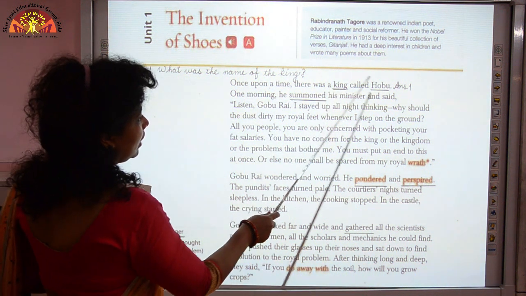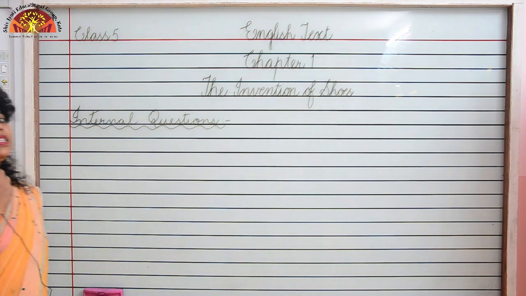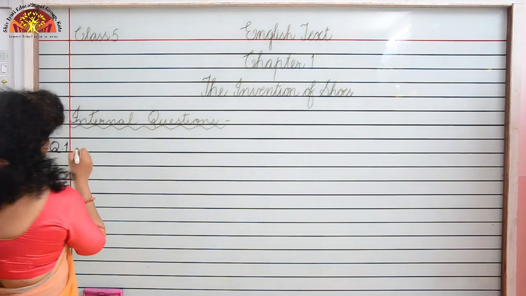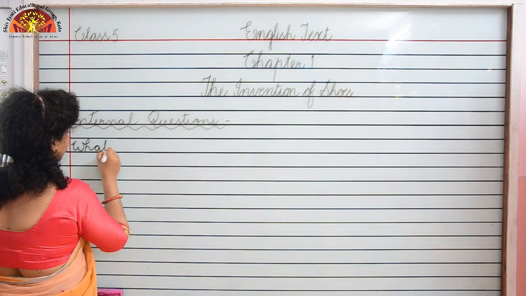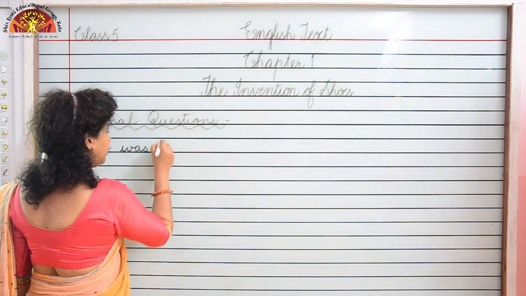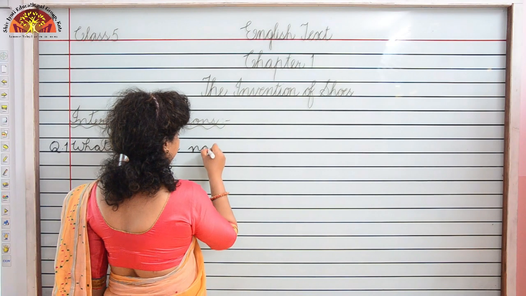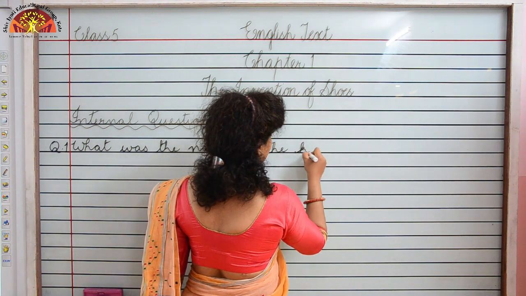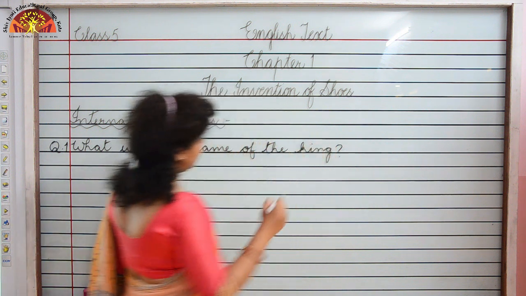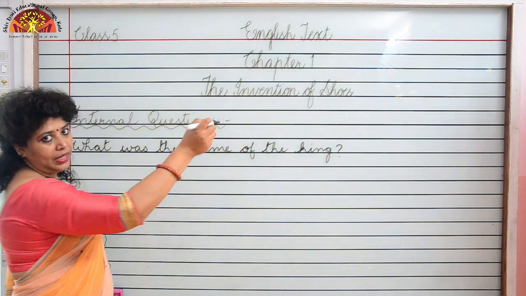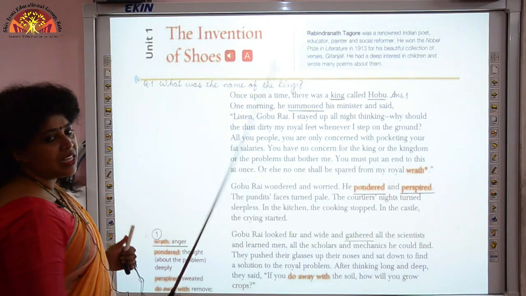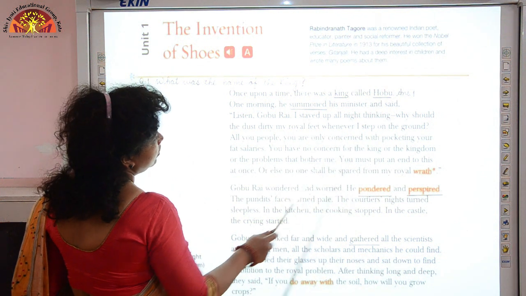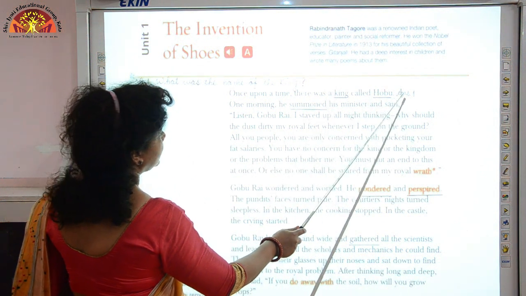And the answer is King Hobo. So children, please start writing the first internal question in your textbook along with me. Your first internal question is, what was the name of the king? So, what's the answer to the first internal question? What was the name of the king? Answer is King Hobo. So, underline King Hobo in pencil and write answer 1.